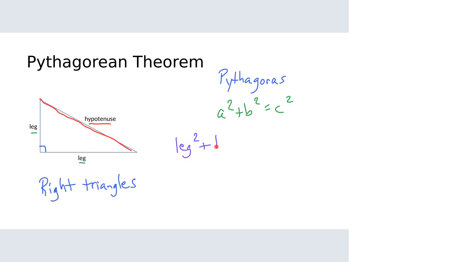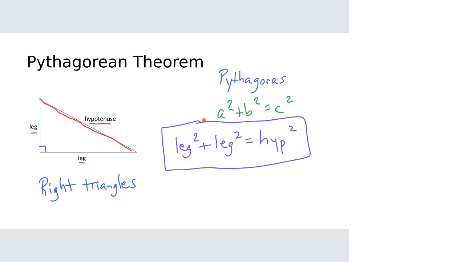To avoid that issue, I prefer leg squared plus leg squared equals hypotenuse squared. I just think it's a little safer to go leg squared plus leg squared is hypotenuse squared, because now it doesn't matter what variables you use. Leg squared plus leg squared is hypotenuse squared. And that's what we're going to use for our Pythagorean theorem. What this does for us is allows us to be in a situation where if we know two of the three sides of a right triangle, we can find the third side.